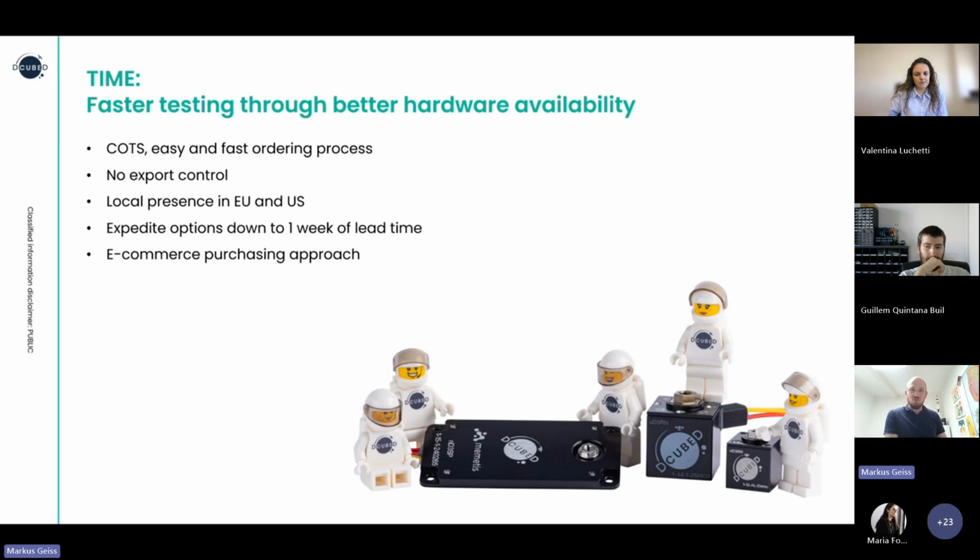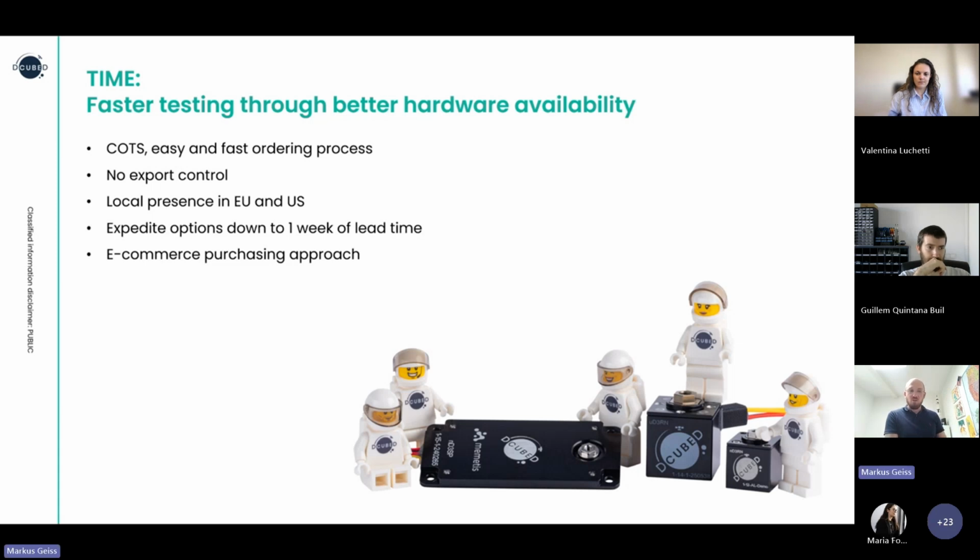There is no export control on our parts, and we have a local presence. Our headquarters is in Munich, Germany, and we have a US presence in Colorado. So with that, we can serve pretty much all of our customers, ranging from APAC to Europe to the US and North America.